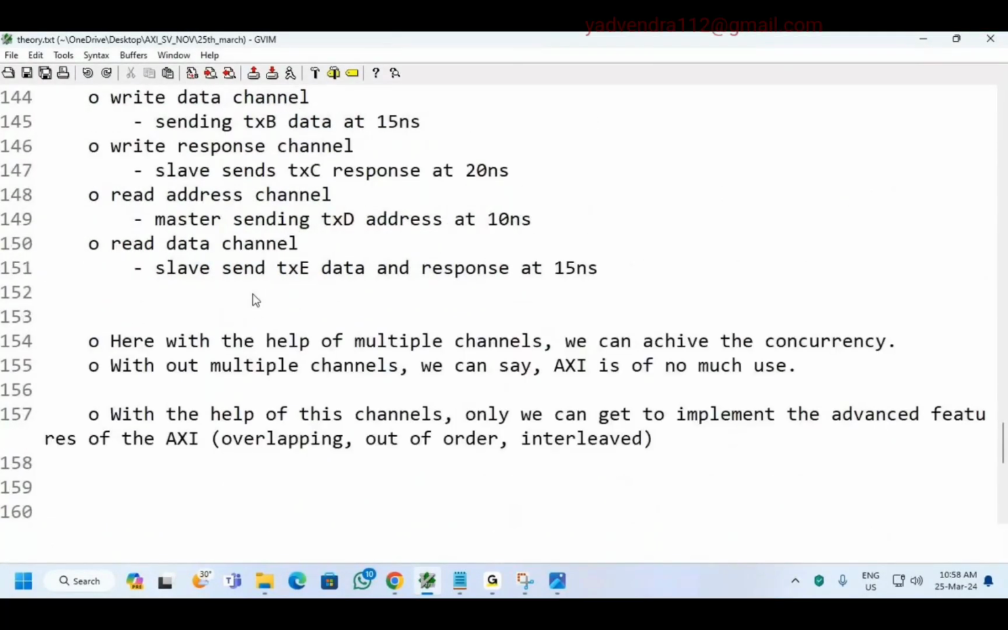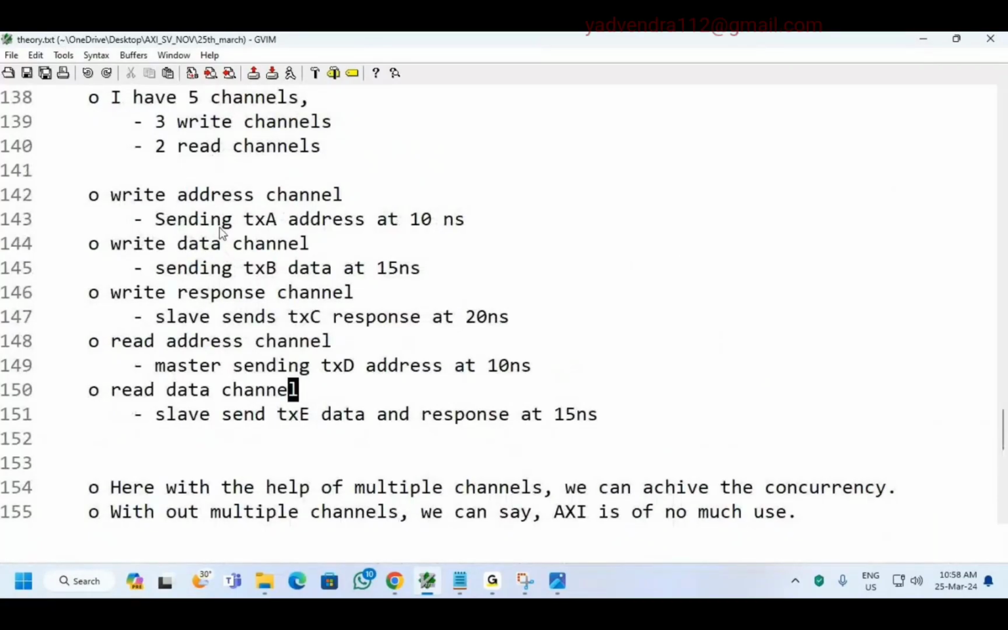And this makes me send the data. If you see, data has a separate channel and address has a separate channel. In this channel, master sends only address. It won't send data here. In this channel, master sends only data. It won't send address and everything. Here, slave will send only the response.